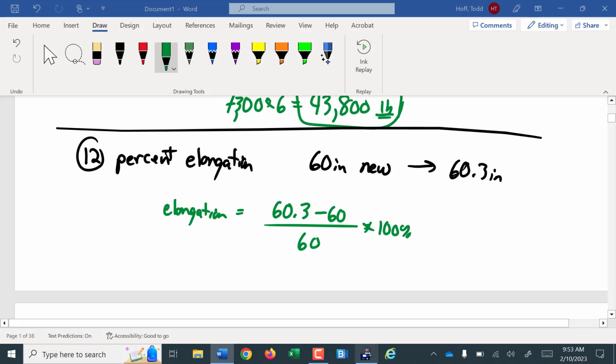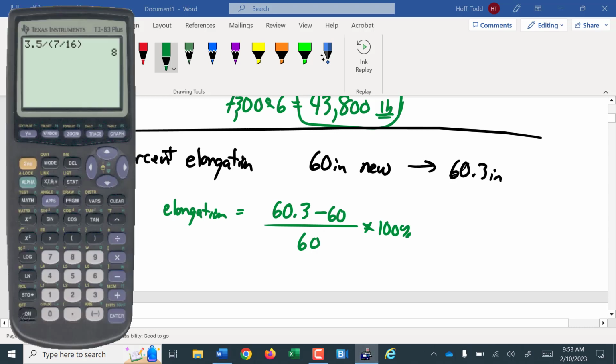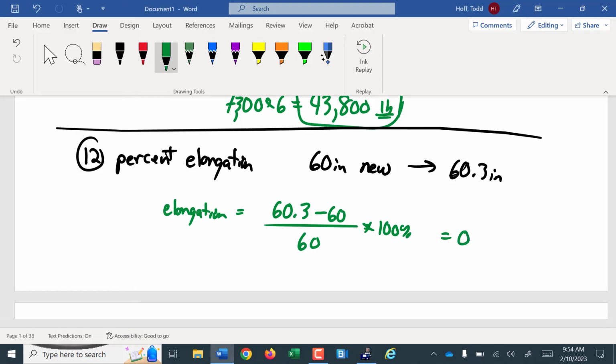So 60.3 divided, come on, there we go. So 60.3 minus 60. Now it's important that you either put that in parentheses, or what I usually do is just hit enter or equals before you divide. If you divide before you hit equals, your order of operations gets all messed up. So you've got the 0.3 inches of elongation, then divide by 60. So that's 0.005 times 100 to turn it into a percent, you get 0.5%.